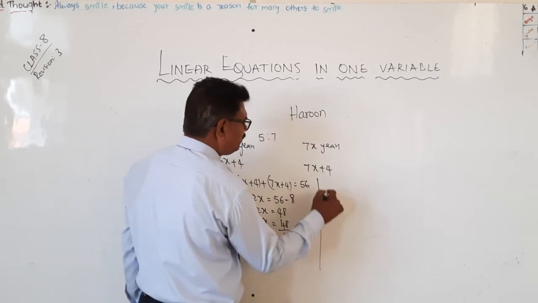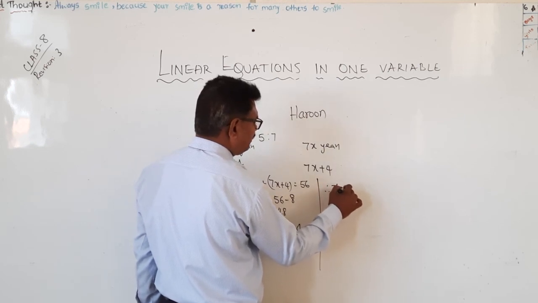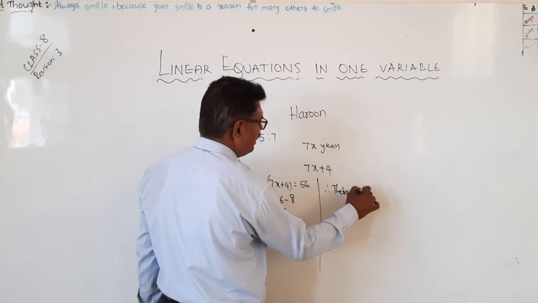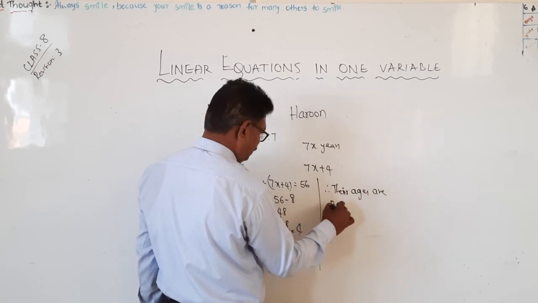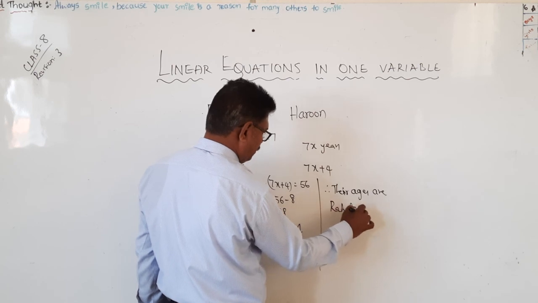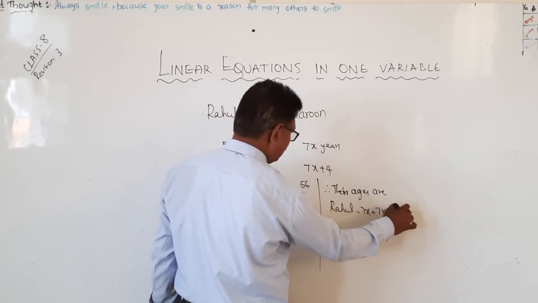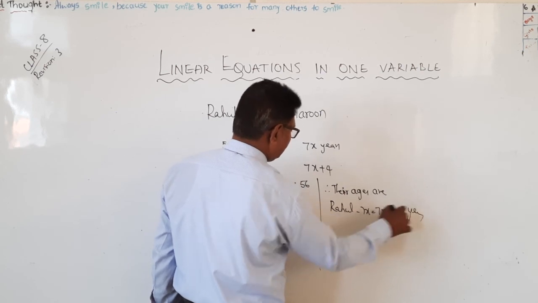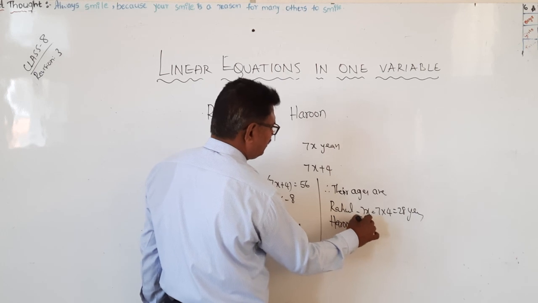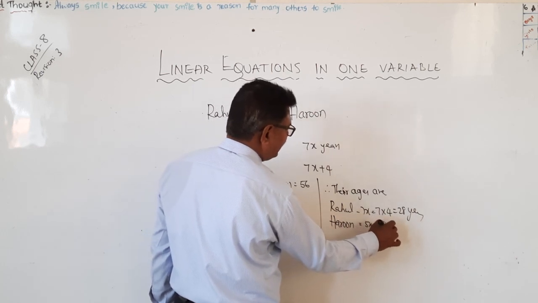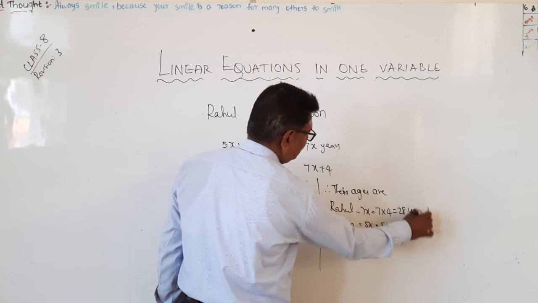Therefore, their ages are: Rahul 7x, therefore 7 into 4, 28 years, and Harun 5x means 5 into 4, that is 20 years.